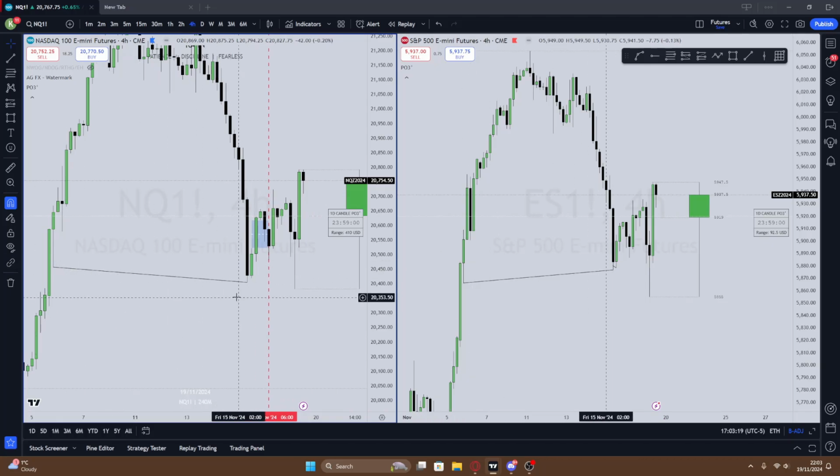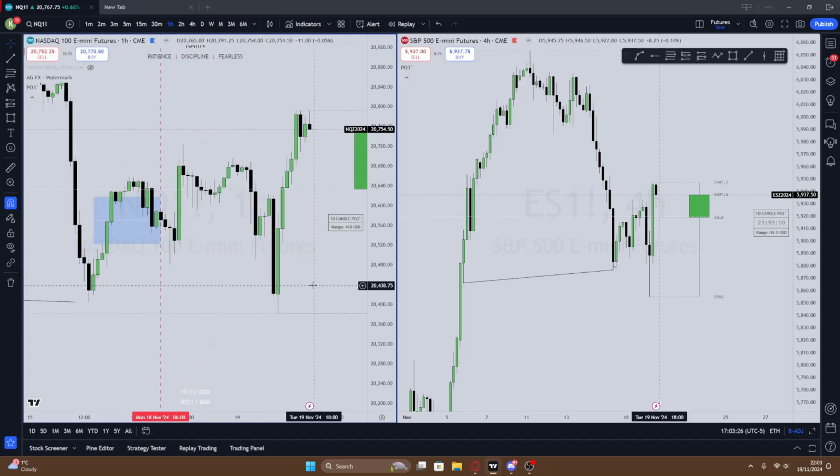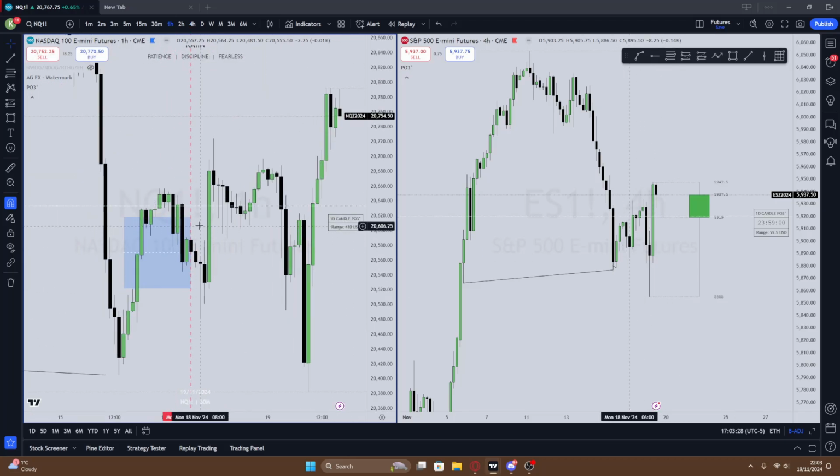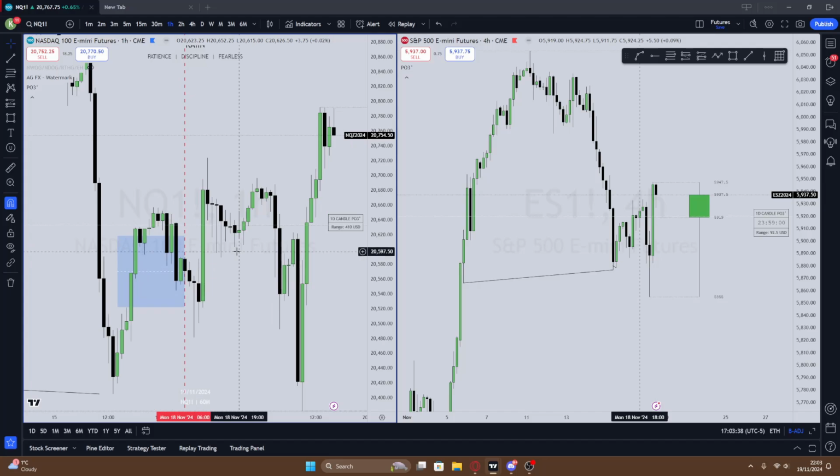Okay, yeah, so we have SMT here, we're bullish. Came into this fair value gap in AM session. Let's go to the 1 hour here. 9 AM, 10 AM. Yeah, we expanded higher at 10 AM. So this is where I took the trade.